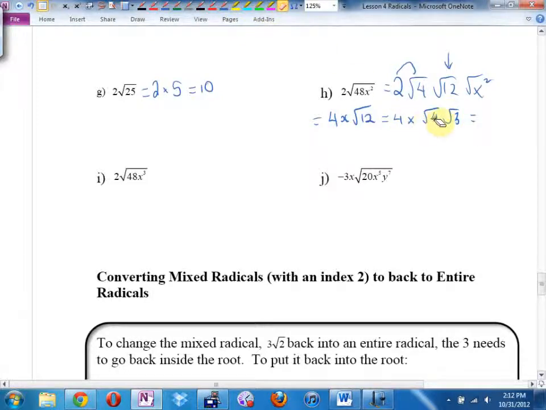What's the square root of 4? Times 4 already? Times an x? I think we're going to end up with 8x, and what's left behind inside the radicand? 2 root 48x squared in lowest terms, simplified, is 8x root 3.